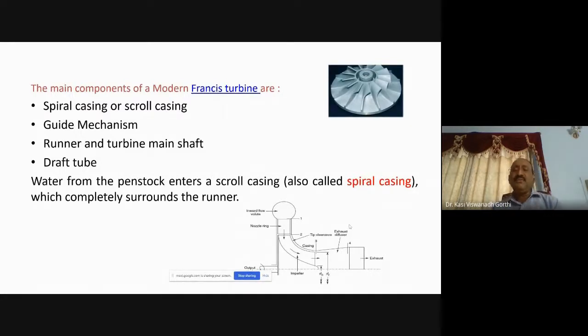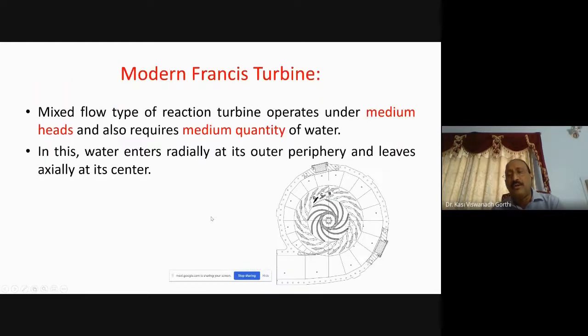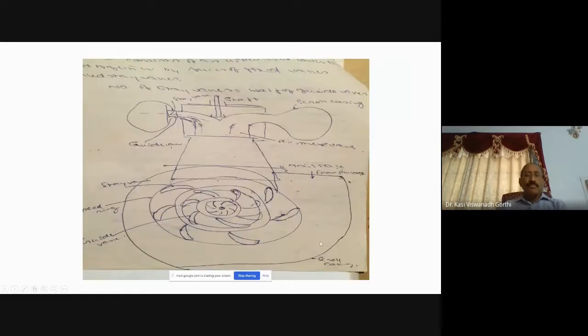However, in the case of impulse type turbine, at the exit of the penstock, a nozzle is provided. Here, it is directly connected, and the water enters directly from the penstock into the casing under pressure. So this casing is called the spiral casing, also called the scroll casing, which completely surrounds the runner. We have seen in the figure also that the casing is completely surrounding the runner.